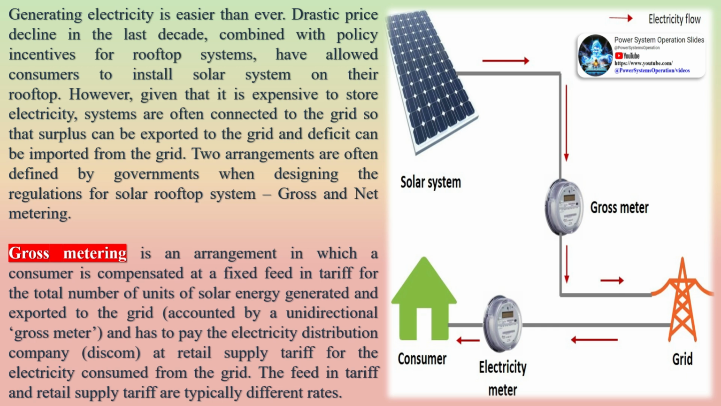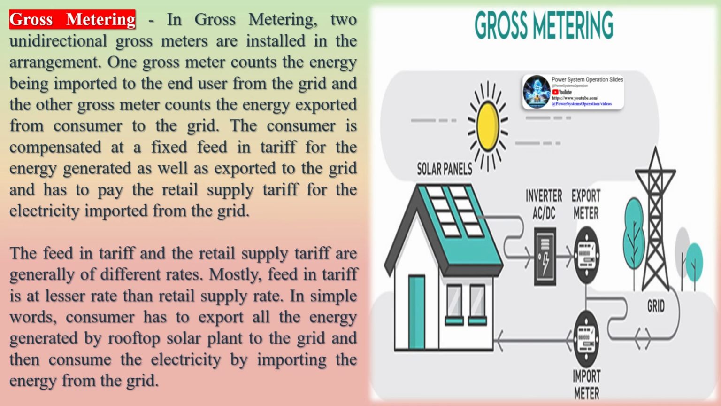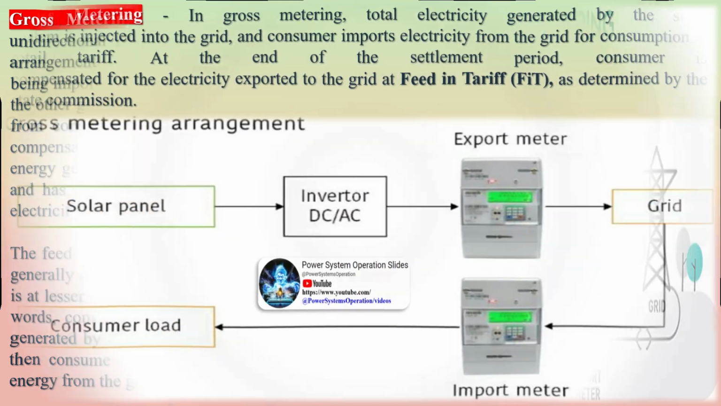In gross metering, 2 unidirectional gross meters are installed in the arrangement. One gross meter counts the energy being imported to the end user from the grid and the other gross meter counts the energy exported from the consumer to the grid. The consumer is compensated at a fixed feed-in tariff for the energy generated as well as exported to the grid and has to pay the retail supply tariff for the electricity imported from the grid. The feed-in tariff and the retail supply tariff are generally of different rates. Mostly, feed-in tariff is at a lesser rate than retail supply rate.